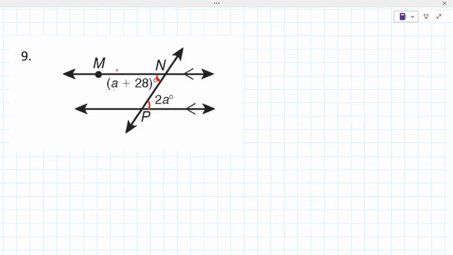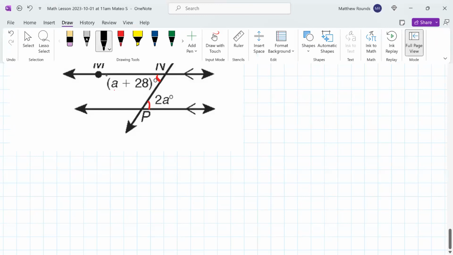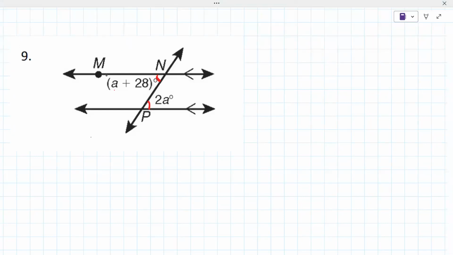Alternate interior angles that are not congruent. Well, they are congruent. Alternate is always congruent. Yes, yes. Which means that A plus 28 equals 2A. Got it. It's the same. And you have to solve for A. So please do that. Let me know what you come up with.